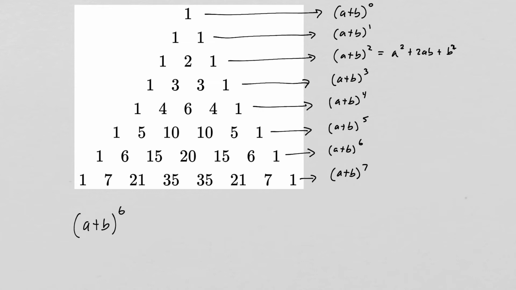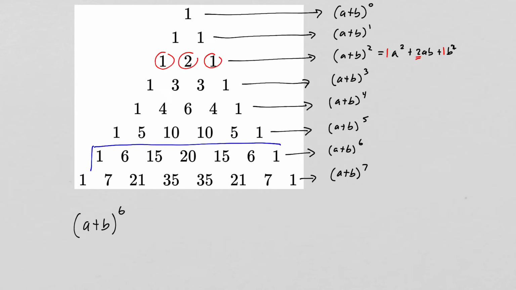So what you have there is the 1, 2, 1 that you see here, okay? A plus b to the third power corresponds to the fourth row. So if I want to find the expansion for a plus b to the sixth power, I need to find the row that corresponds to a plus b to the sixth power. And that's this row right here.